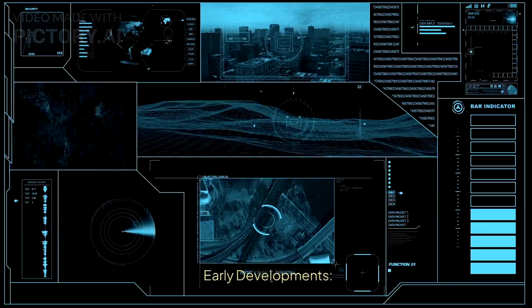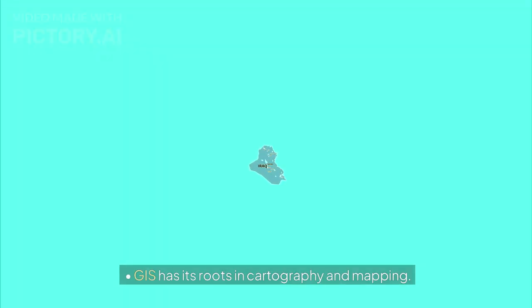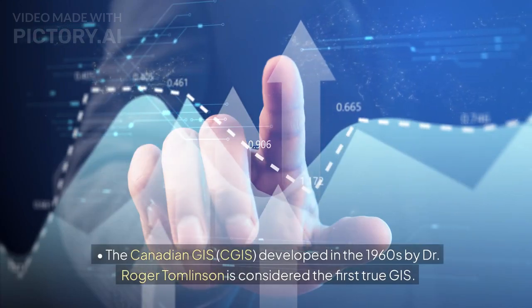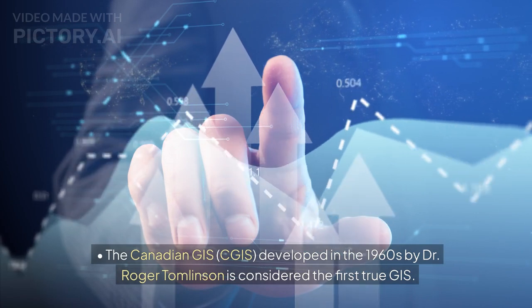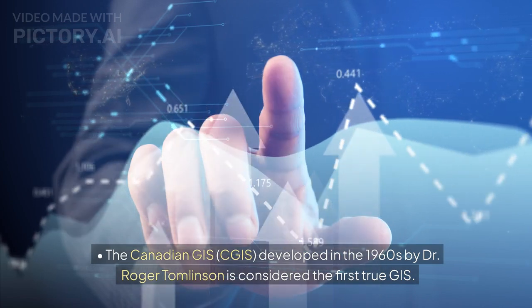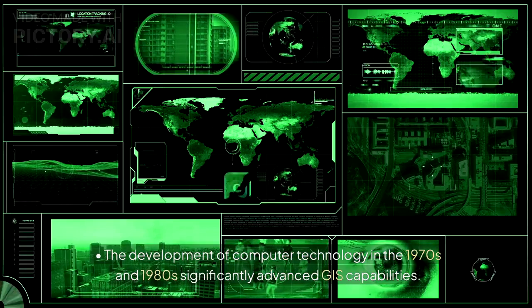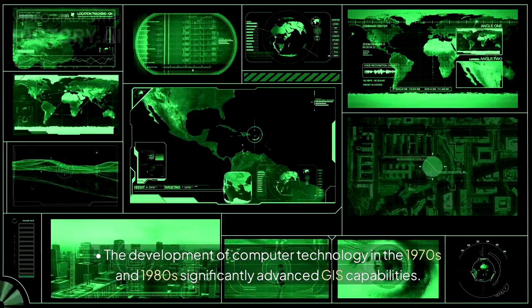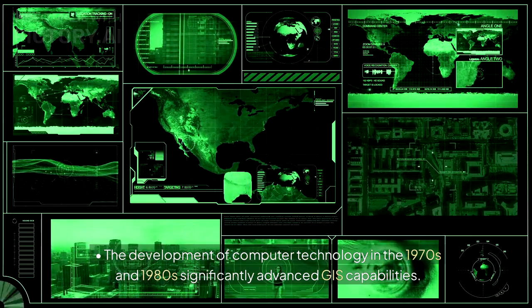History of GIS. Early developments. GIS has its roots in cartography and mapping. The Canadian GIS, CGIS, developed in the 1960s by Dr. Roger Tomlinson, is considered the first true GIS. The development of computer technology in the 1970s and 1980s significantly advanced GIS capabilities.